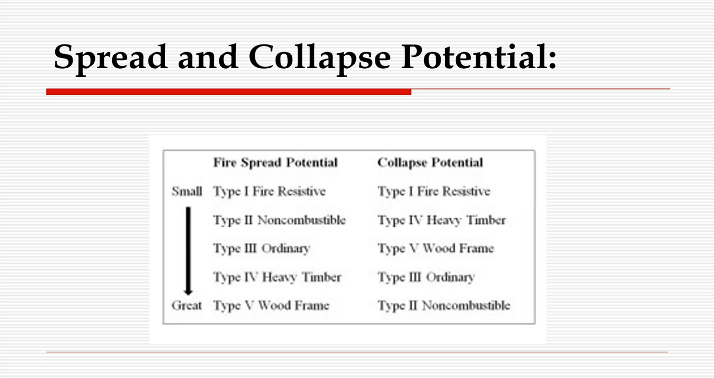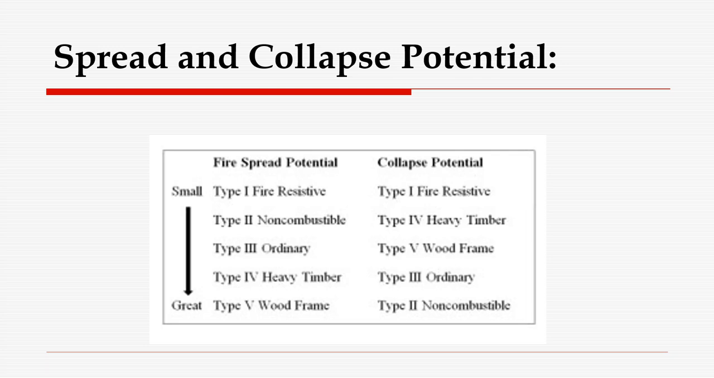Now this is a little diagram, I guess, of spread and collapse potential between the different types of construction. This doesn't hold to be 100% true, but it's a good mental picture that you ought to have, so that when you make a scene, you can think of two things right off the bat. What is my fire spread potential, and what is my collapse potential? Knowing this before you get off the truck can be useful, because now you're looking for signs to justify this.